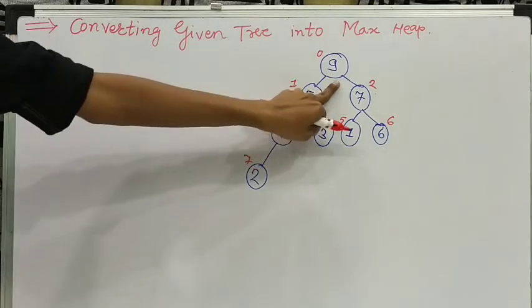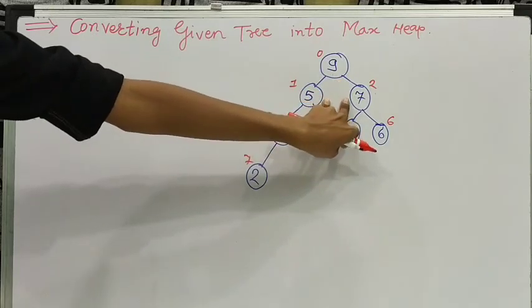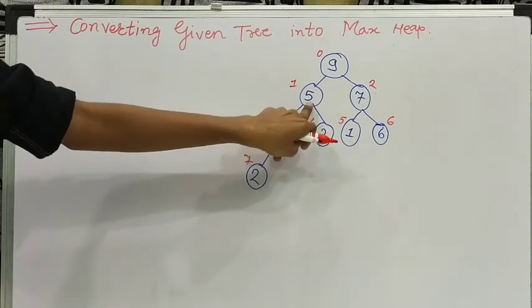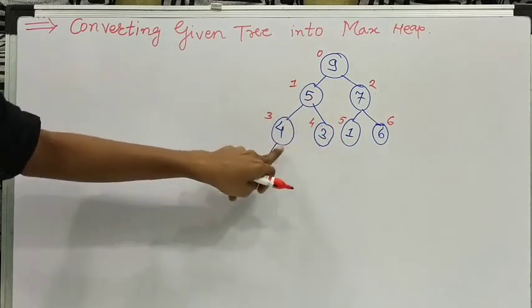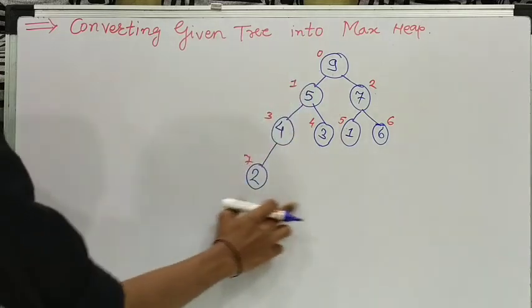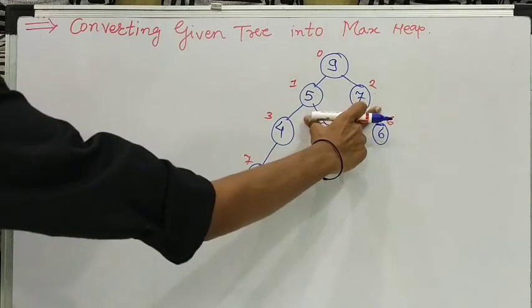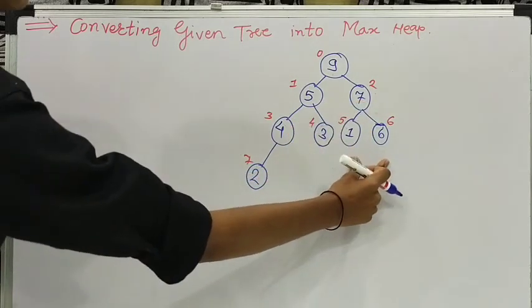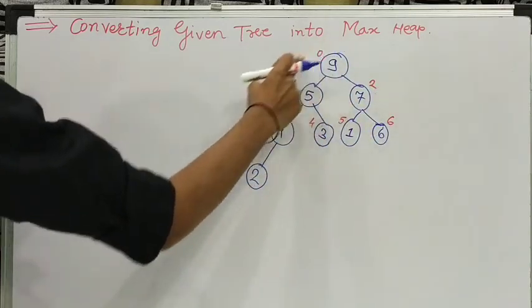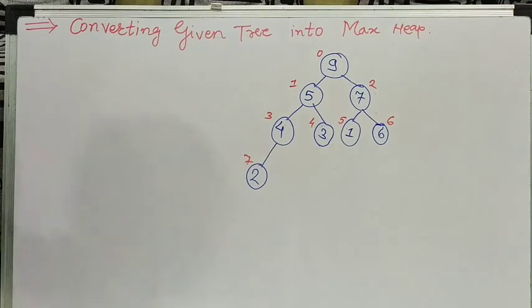Here the parent node is 9 and it has children which are less than the parent. Next check 5. 5 is also greater than its children. Now check 4. 4 is also greater than its child. So this subtree is also a max heap. Now check 7. 7 is greater than its child node, so this subtree is also a max heap, and the whole tree now becomes our max heap. In this way we can convert any given tree, that is a complete binary tree or almost complete binary tree, into the max heap.